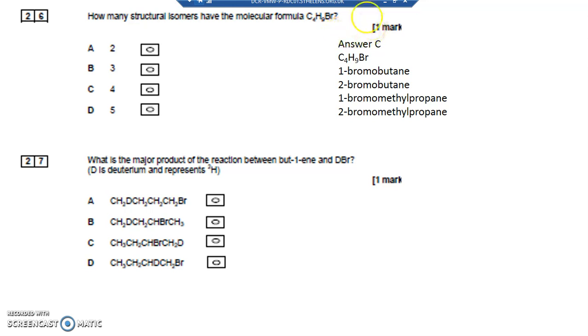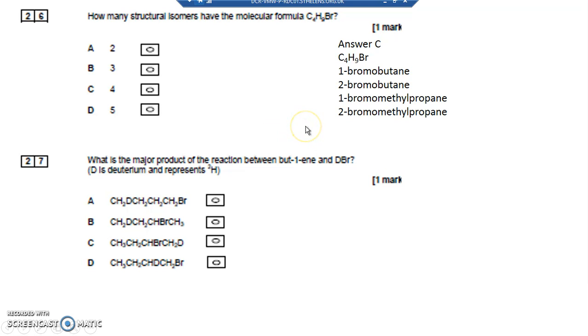What's the major product of the reaction between but-1-ene and DBr? Well, D is representing a different kind of hydrogen. So if you imagine D is HBr and you've got but-1-ene, so you've got the carbon-to-carbon double bond between carbon number 1 and carbon number 2. Let's imagine it was HBr for a start. The H would go on to carbon number 1 and leave a secondary carbocation, which is more stable, and the Br then would join on to carbon number 2.